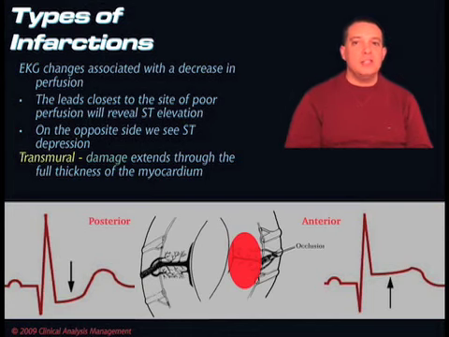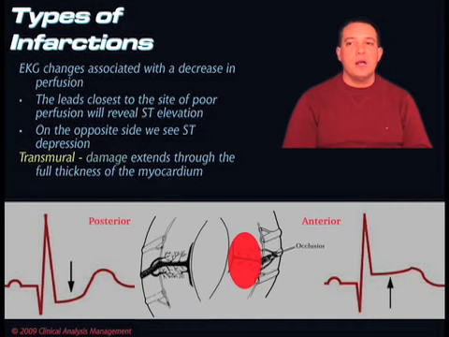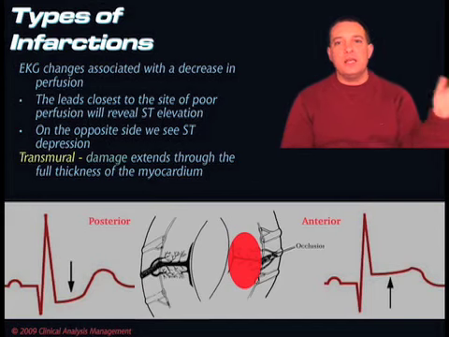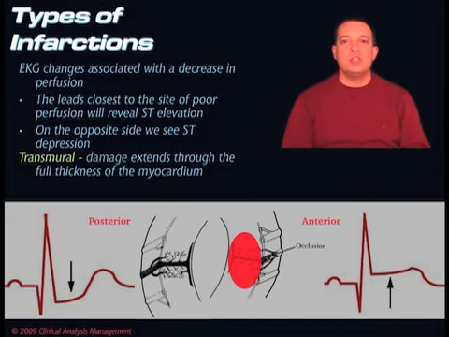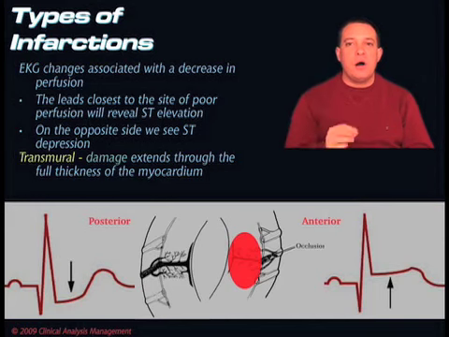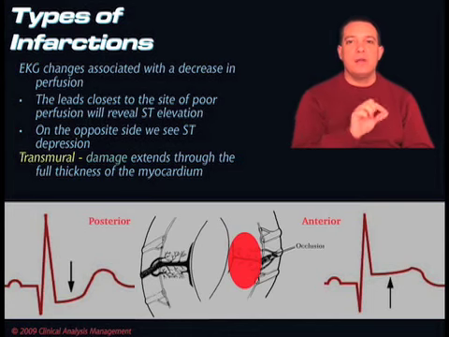So if we put an EKG lead in that same area of the heart, let's say for example, that this was on the anterior surface of the left ventricle, if we put an EKG lead right up against it, we're going to see ST elevation. In contrast, if we were to take EKG leads and slap them on the back of the patient's chest, on the opposite side we would see ST depression. So the hallmark of a transmural MI is ST elevation and ST depression in the opposite leads. And we call that ST depression in the opposite leads a reciprocal change.